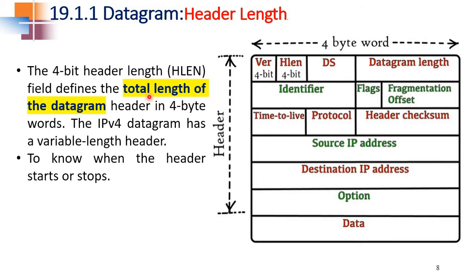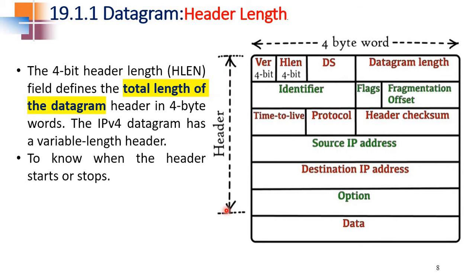It is going to define the total length of the datagram header in 4-byte words. At the top they have given that this is the total length of the datagram, and here they mentioned it with the arrow mark. This IPv4 datagram has a variable length header also, so this header may change. Here they have given the total height of the header.